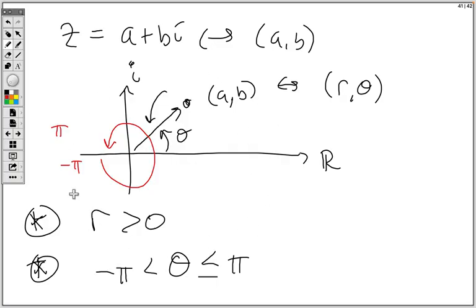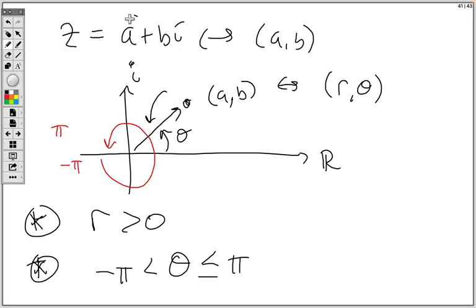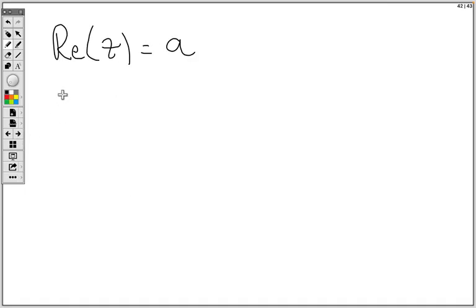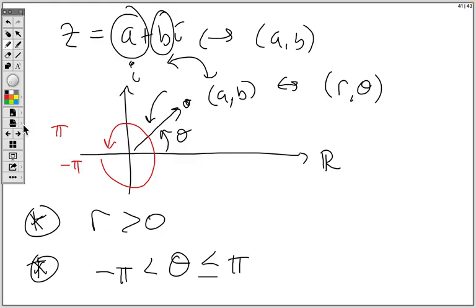All of these things are now going to be given names. The real part of the complex number is going to be the number a. That's going to be the x-coordinate of the rectangular representation in the Argand plane. The imaginary part of z is going to be b. That corresponds to the y-coordinate.